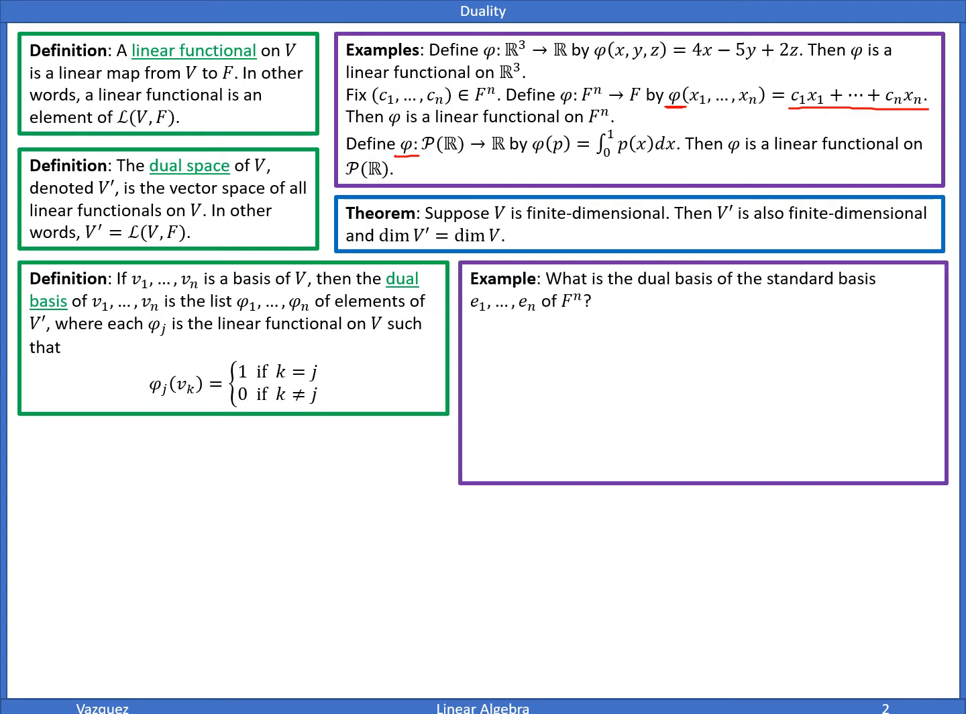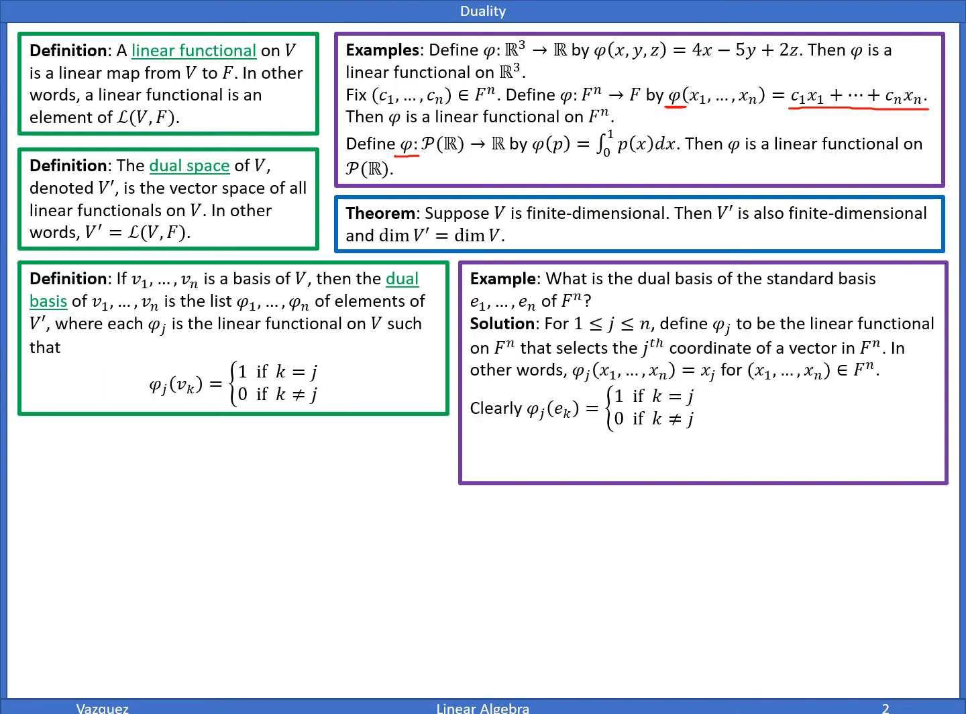Okay, example: what is the dual basis of the standard basis? So if we have F^n, what's the standard basis for that? We have a standard basis e_1 to e_n. So for j from 1 to n, we define phi_j, again as we did in our definition, to be the linear functional on F^n that selects the jth coordinate of a vector in F^n. And we just apply the definition.